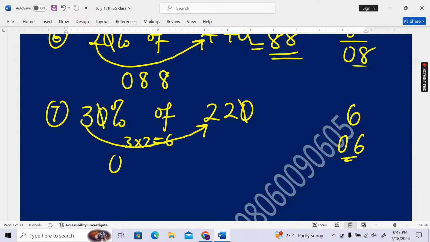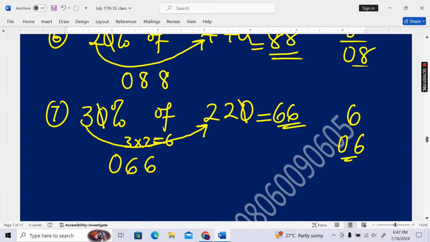So write 0, write 6 with a space in between, then add 0 and 6 together. That will give us 6. Write the answer at the middle. So the answer is 066, which is the same thing as 66. So 30% of 220 is equal to 66. I hope it is clear.